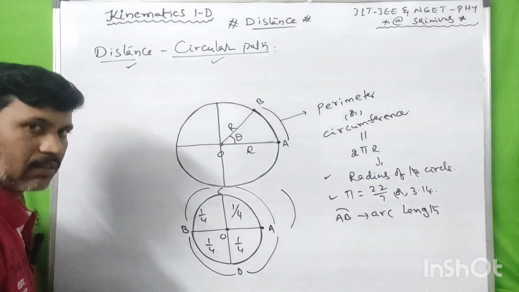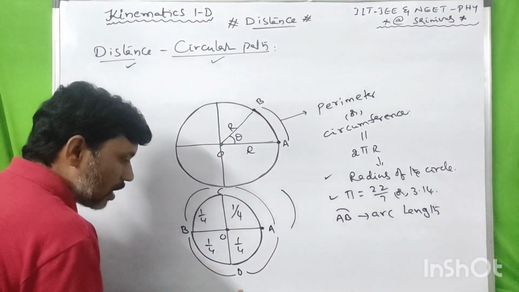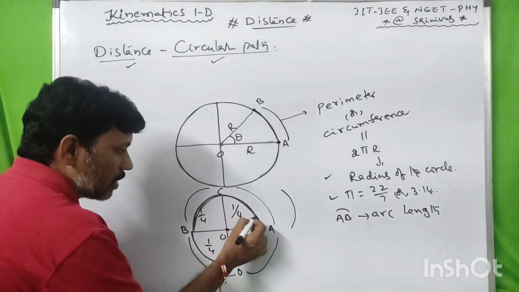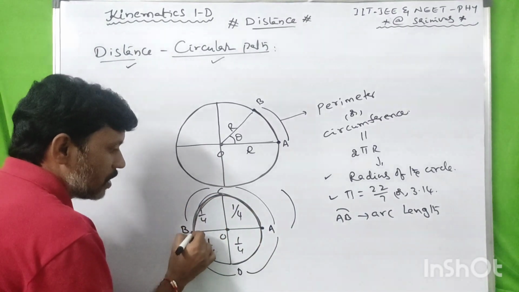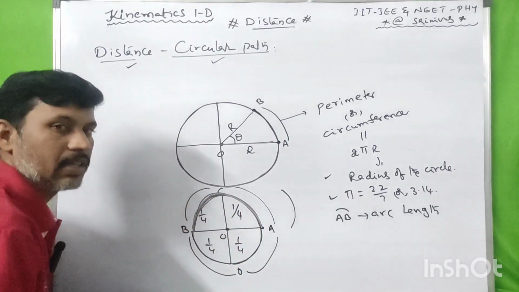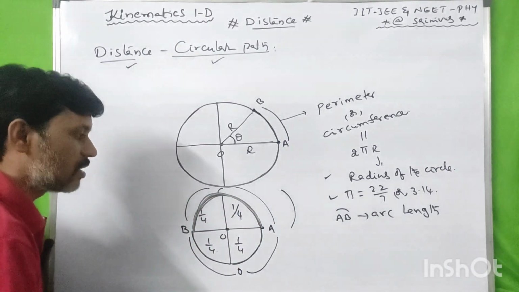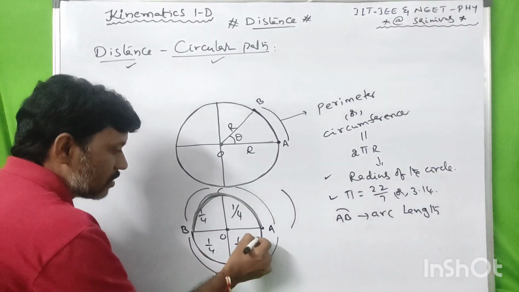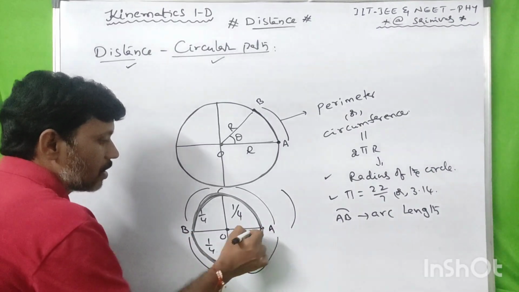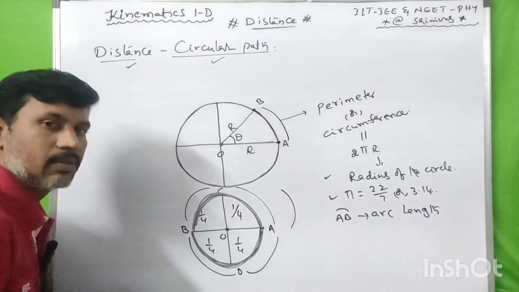One-fourth of the total circumference. Clear? One more thing: A to B is the half circle. Am I right? A to B is the half circle or semicircle. This is also half circular. We can call it a semicircle, a semicircular path. Understand?